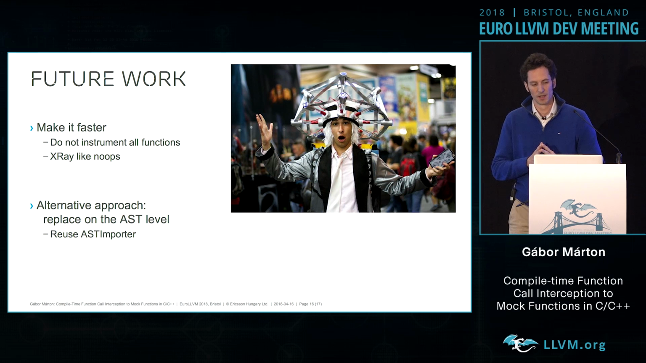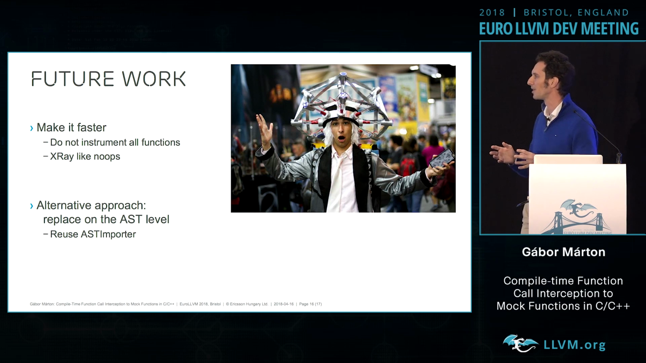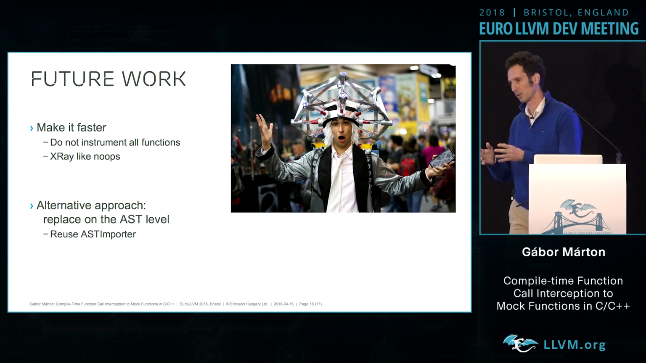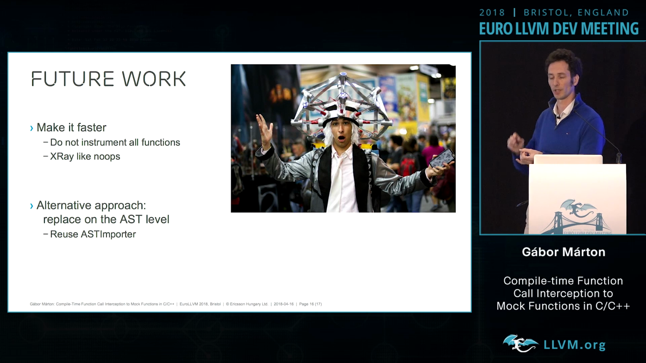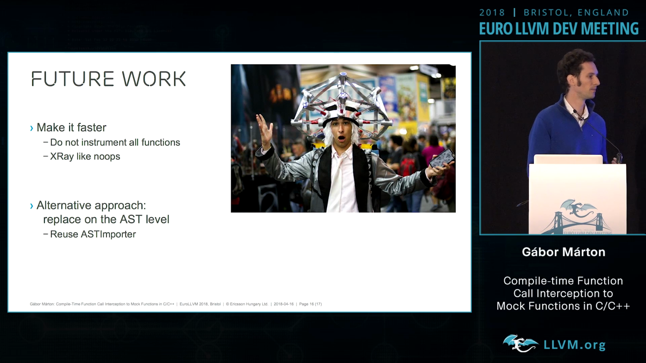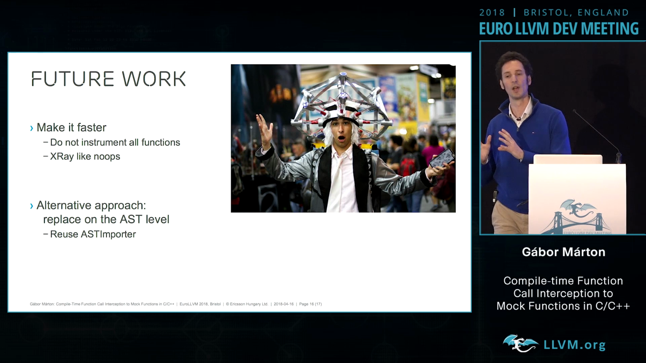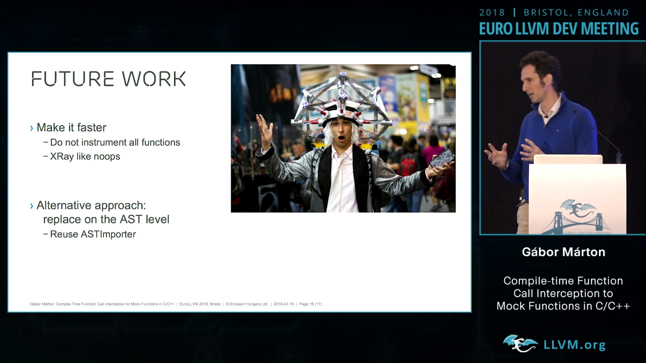Another alternative approach would be to do the whole thing on the AST level. Some of you may know that there's a nice little part of Clang, the AST importer, which is used only in LLDB and in cross-translation unit static analysis. This might be reused to do transformations on the abstract syntax tree level. So we could do the whole thing at the level of the AST instead of instrumentation.